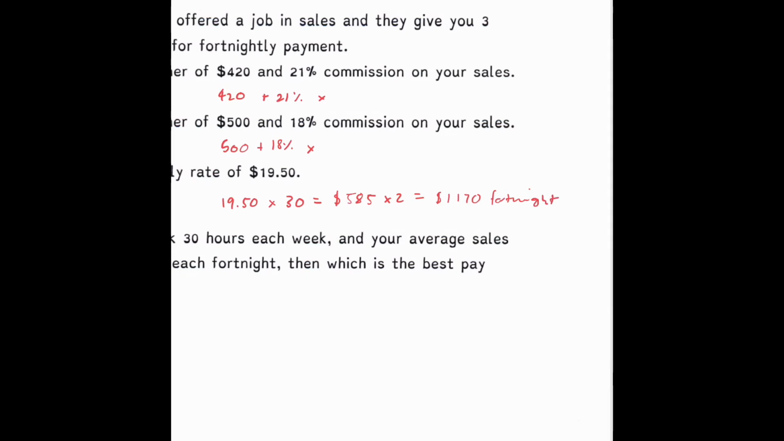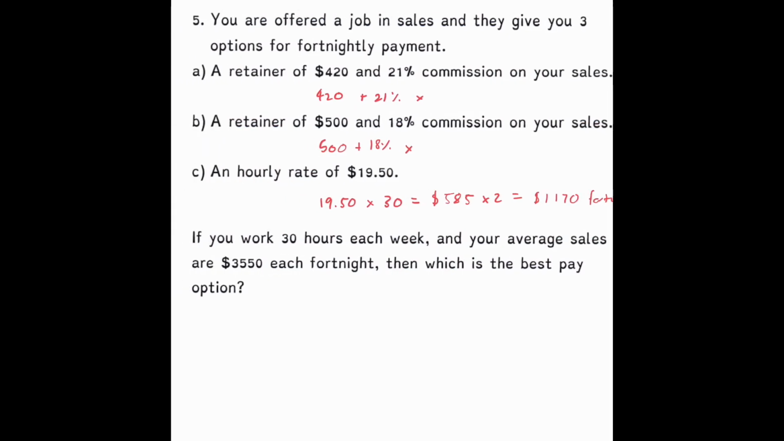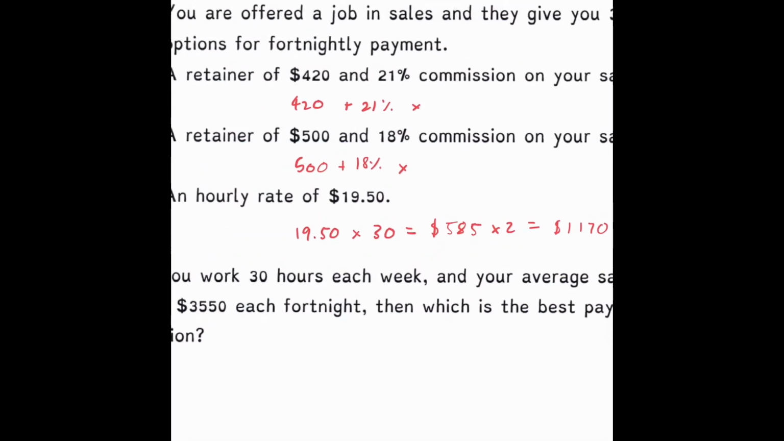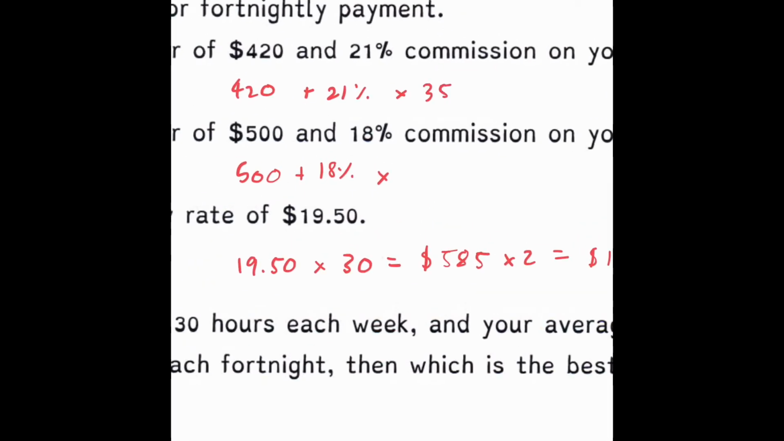Okay, so that's our benchmark that we need to try and beat. Now our average sales each fortnight, this is fortnight, so that's fine. They tried to trick us with the week there and they got me, is 3550. Okay, so what I need to do is pop that into my commissions, where I'm getting either 21% of that or 18% of that.